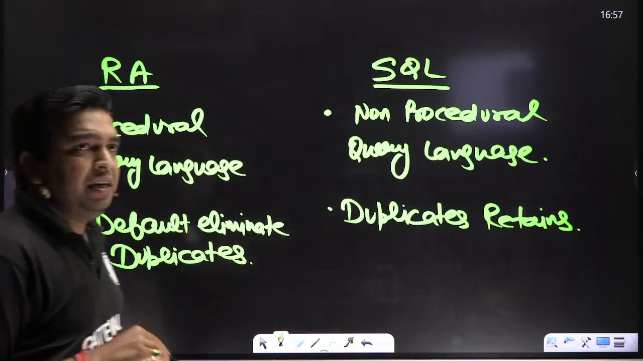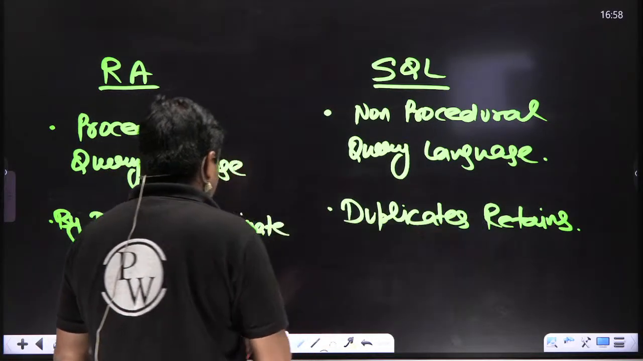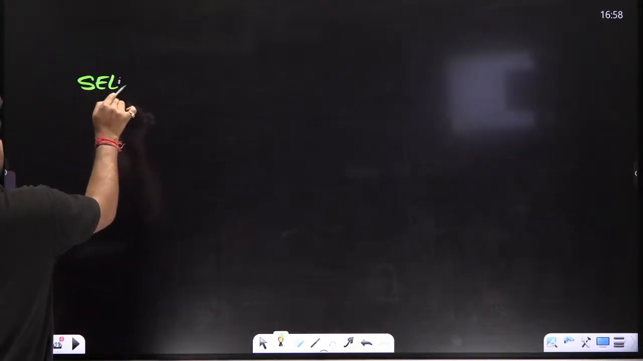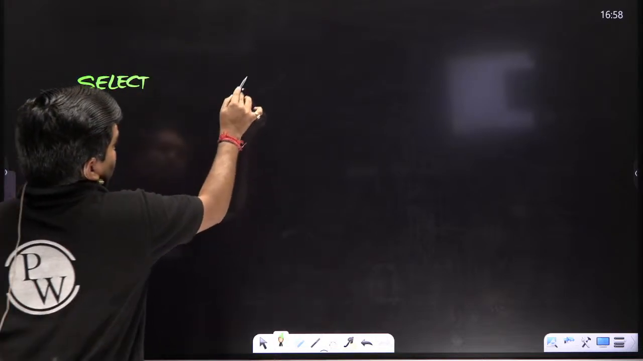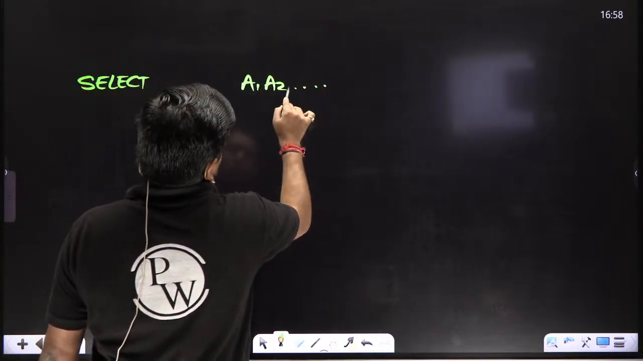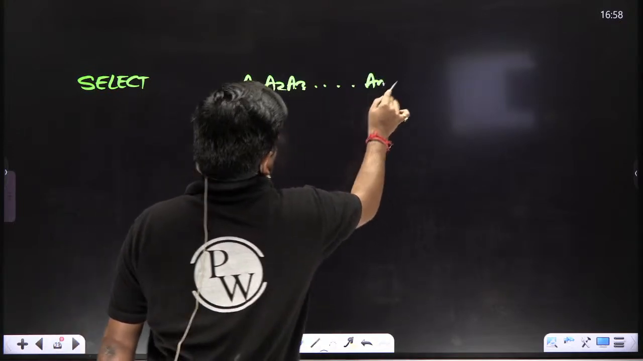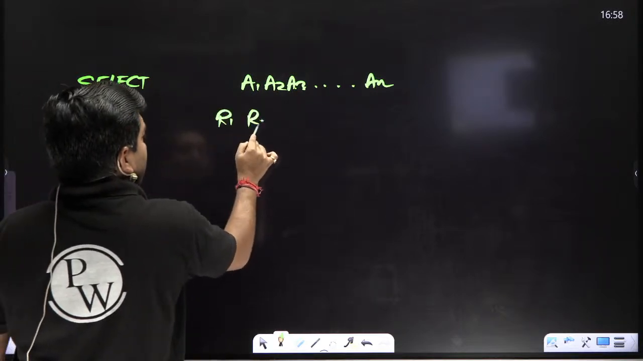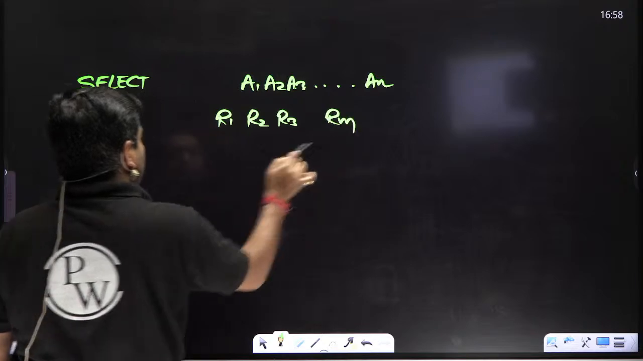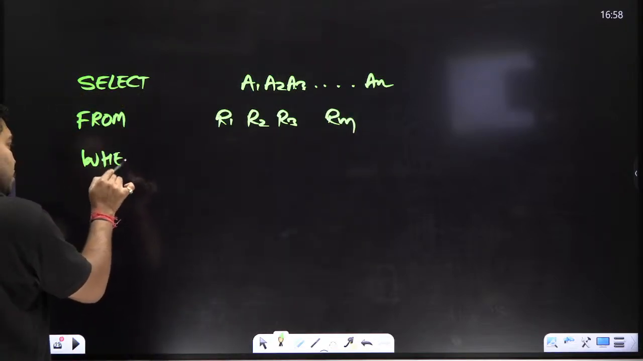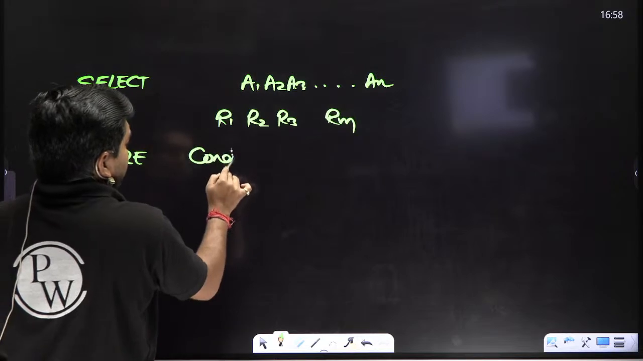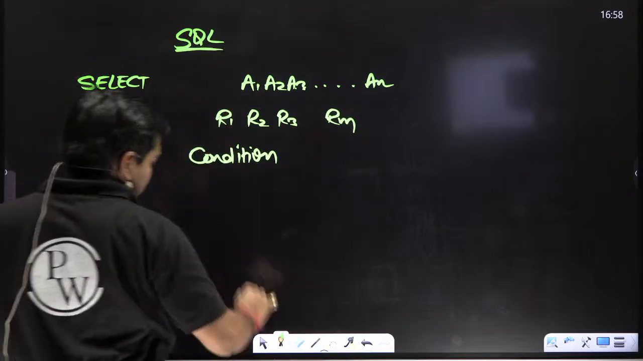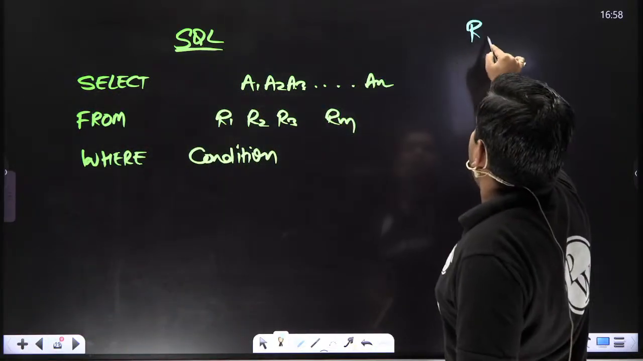By default, eliminate the duplicates, my dear. By default, eliminate the duplicate. For example, listen carefully. Here I am writing: select A1, A2, A3, ..., AN from R1, R2, R3, ..., RM where any condition. Now you let me know, this is the SQL. This SQL in relational algebra equivalent, which one?